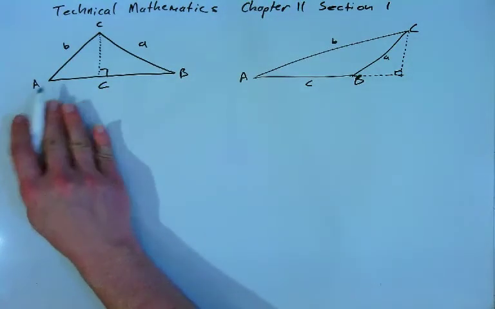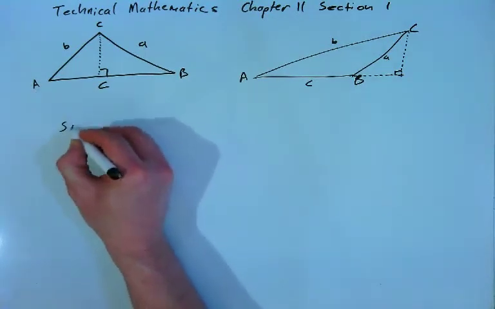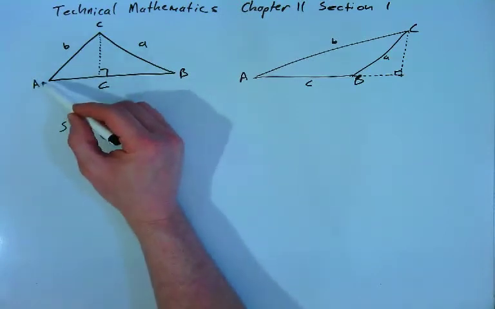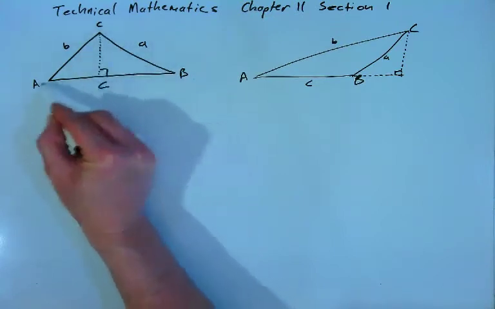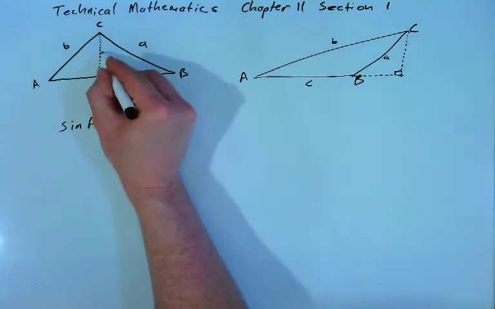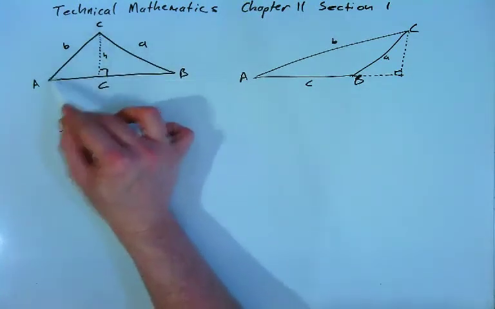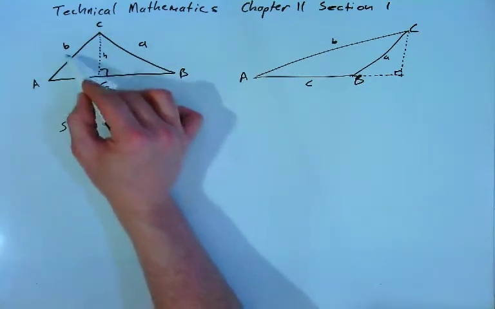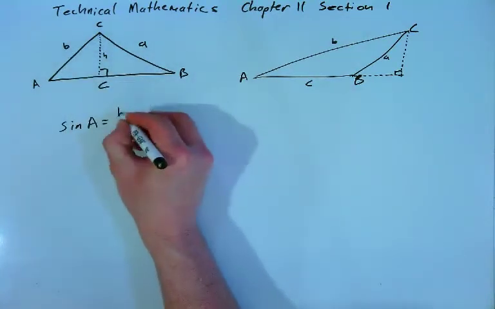In the acute triangle, if we look at angle A, the sine of A is going to be the opposite side over the hypotenuse. And so for this triangle that I created with this altitude, which is perpendicular to this side, we'll call that H. This is a right triangle. The opposite of A is side H, and the hypotenuse will be B. That's opposite the right angle. And so the sine of angle A will be H over B.